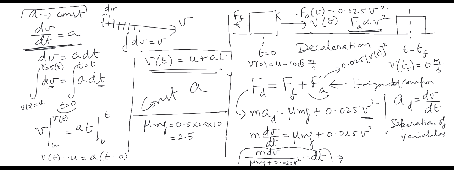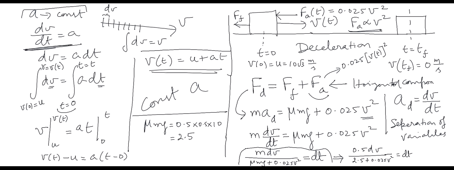Okay. Now when we substitute the values, this will look like 0.5 dv divided by mu mg, which is 2.5, plus 0.025 v square, equal to dt. You catch that? Yes, sir. This is a much more direct mathematical problem because we need to integrate both sides to get it solved, right? Yeah. Can I go to the next page? Yes, sir.